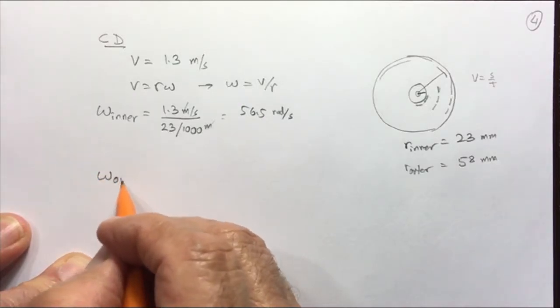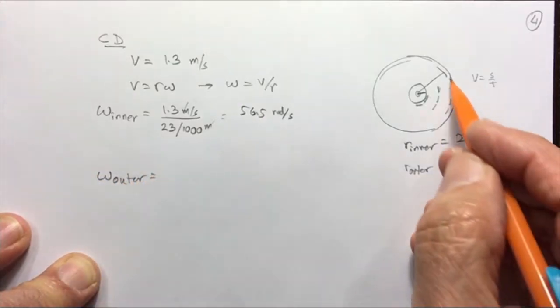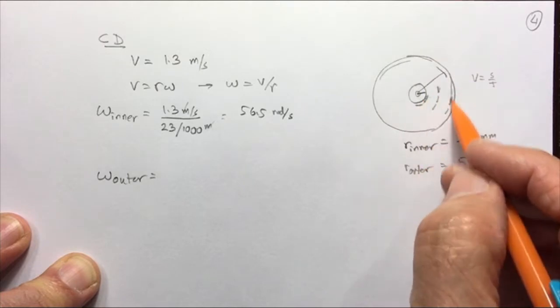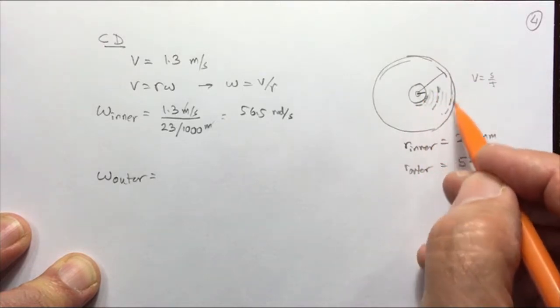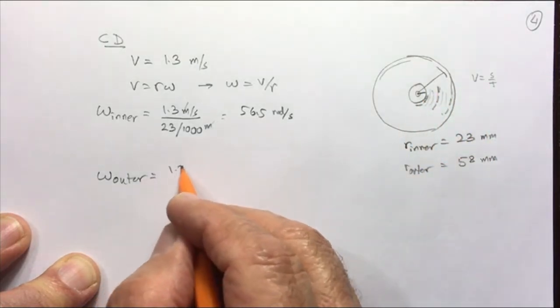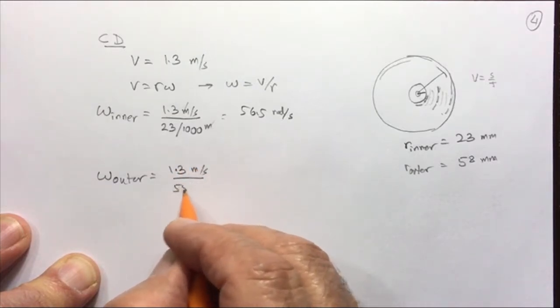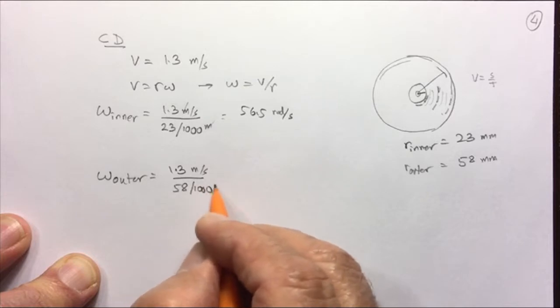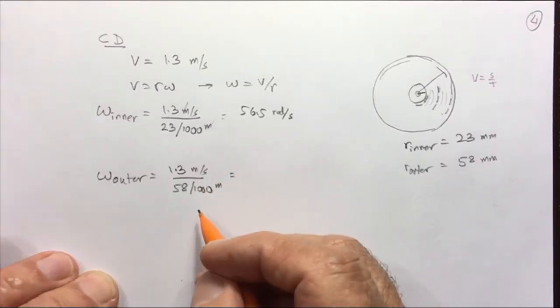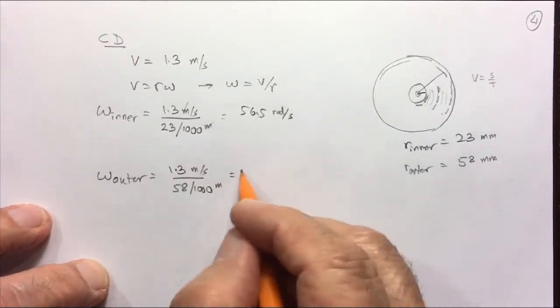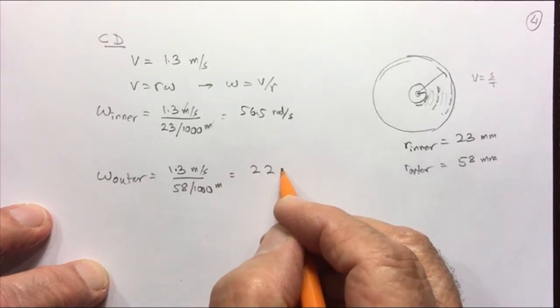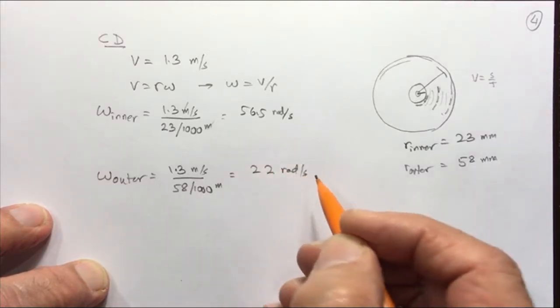Then the omega at the outermost track, there's a number of tracks here, so the outermost track is going to be the same speed, and it's now 58 meters over 1,000, 58 over 1,000, so 58 millimeters, and this gives us 22 radians per second.